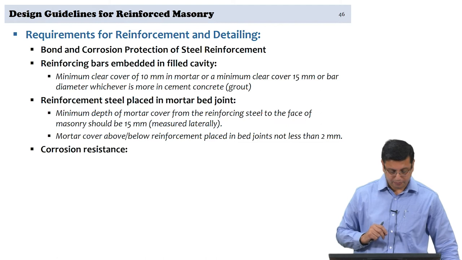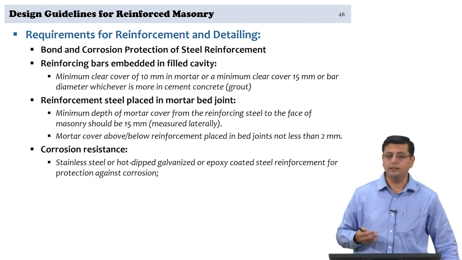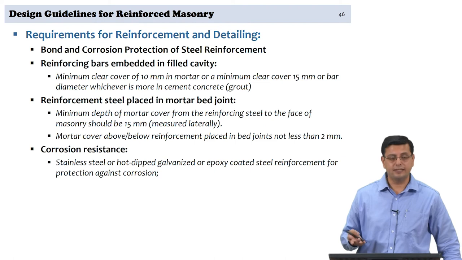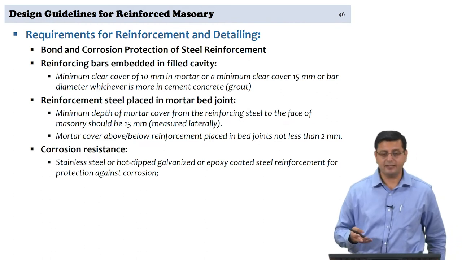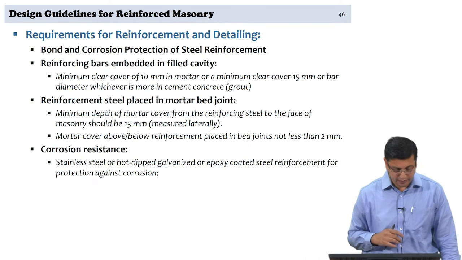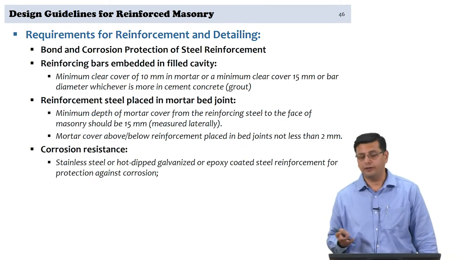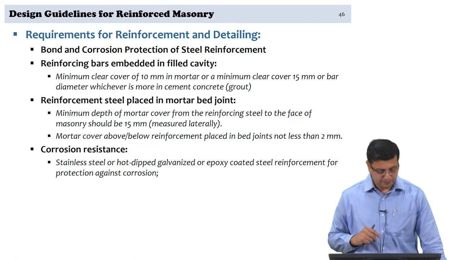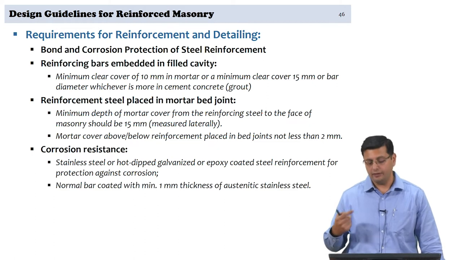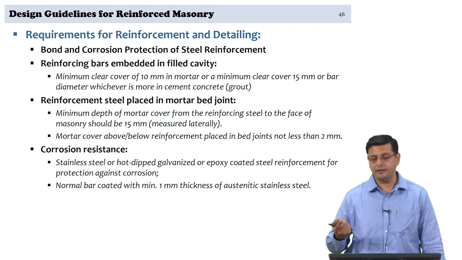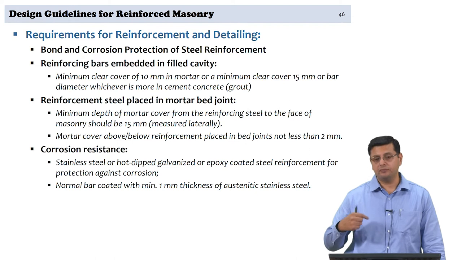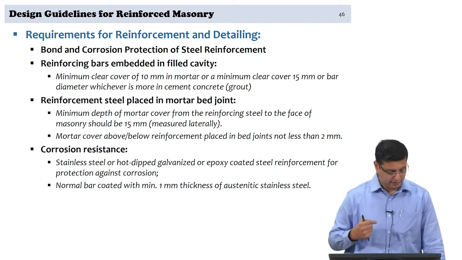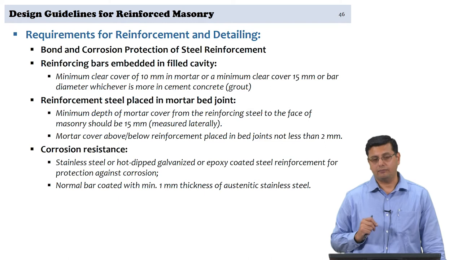For corrosion resistance, it is prescribed that you can go for stainless steel, but of course stainless steel would imply shooting up of prices, the cost of construction. At least hot dip galvanized or epoxy coated steel reinforcement has to be used to ensure there is protection against corrosion. But you could also have bars which are regular steel bars, but they are coated with a layer of austenitic stainless steel to provide corrosion protection.